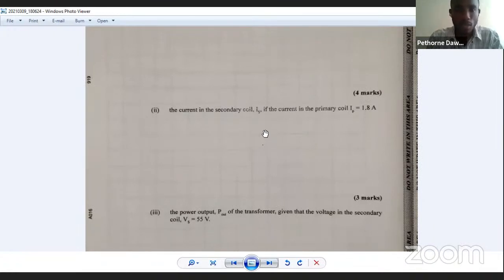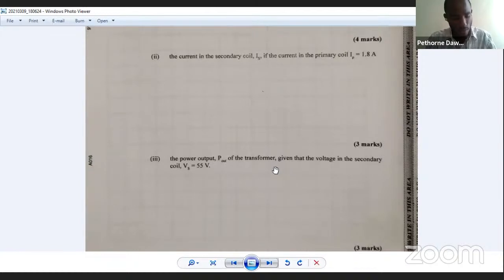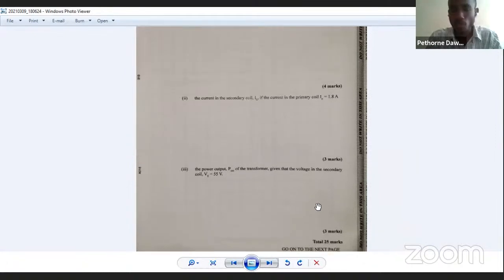So this math is just to multiply the 0.22 that we worked out in the question above by the 55 volts. So 0.22 times 55 gives us 12.1, and since it is power, the unit is watts, spelled W-A-T-T-S, and the symbol is capital W. And that would be the end of question 1.